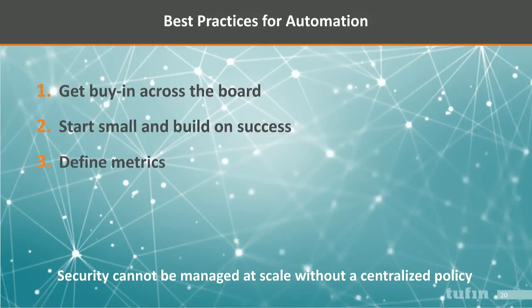The third best practice is to define metrics so that you can measure your successes, even the small ones. And then four is that you shouldn't expect magic, because automation cannot do anything that it isn't explicitly told to do. It's all about taking your common everyday tasks and making them automatic. It's a tool to help you, but it does what you tell it to do.